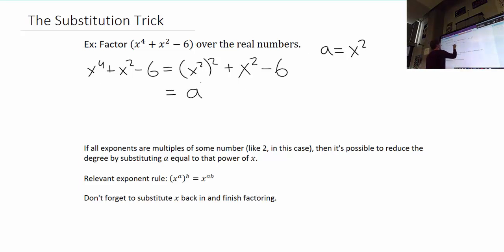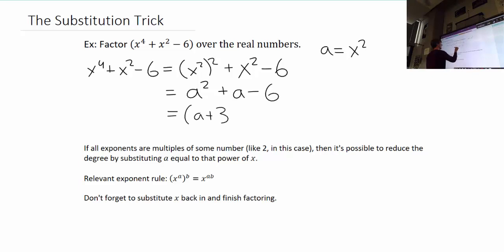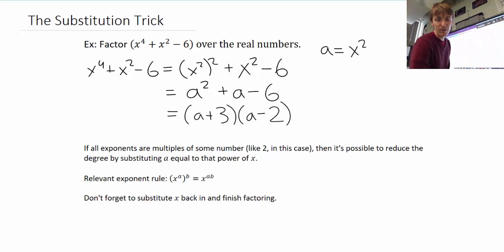So this becomes a squared plus a minus 6. And now I'm going to go ahead and factor this because I've turned it into a quadratic. So now I can factor it using all the other quadratic tricks I know. In this particular case, it factors pretty easily by hand. And it will factor into a plus 3 times a minus 2. Okay, now I'm not done because I need to substitute that a back for x squared.